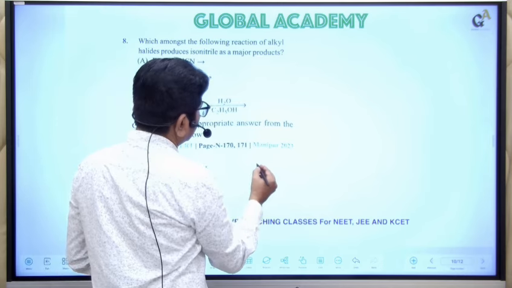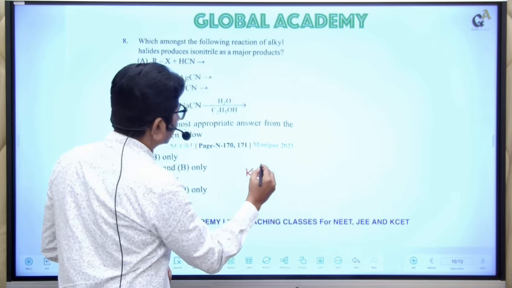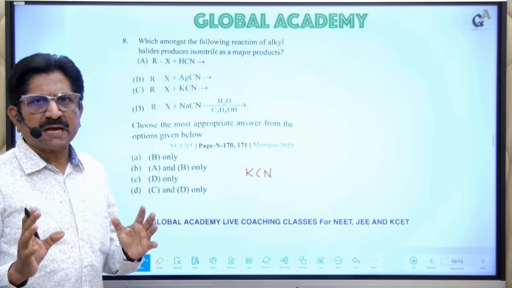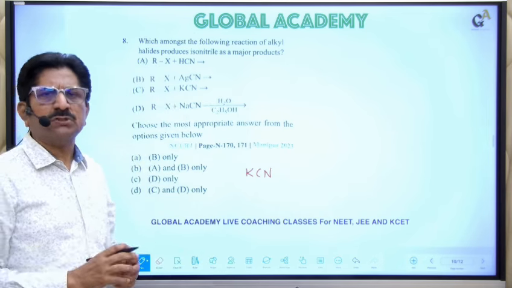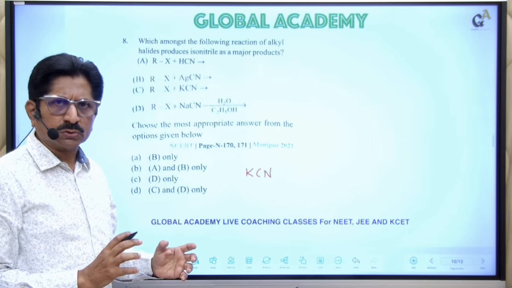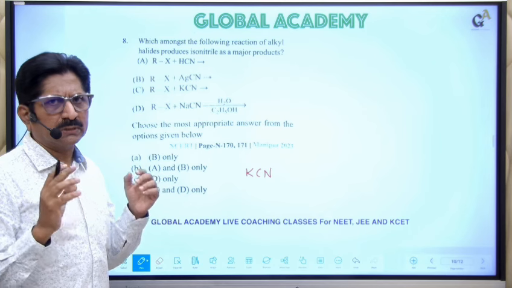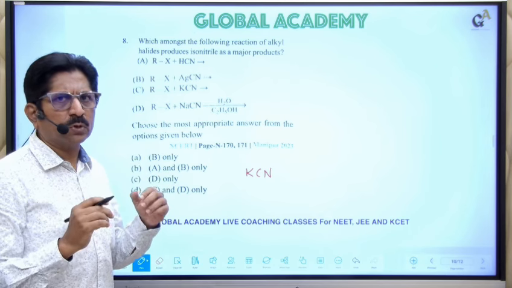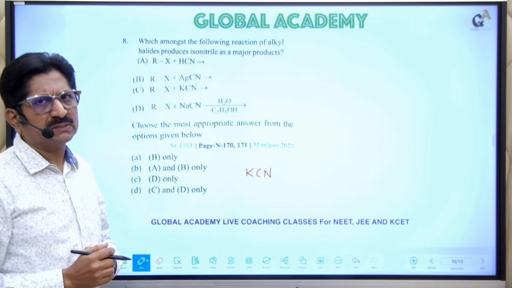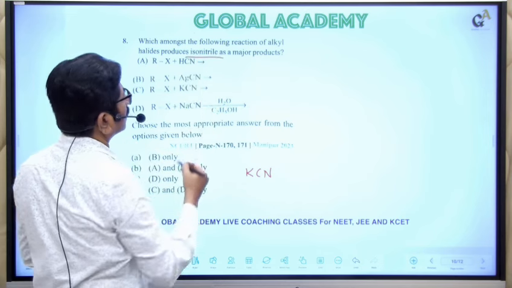First you can see the KCN. KCN is an ionic compound and hence it gives a large number of cyanide ions in the solution. And in the cyanide ion, both the nitrogen and carbon are eligible to give a pair of electrons. Because of that reason, you are not getting the isonitrile compound.